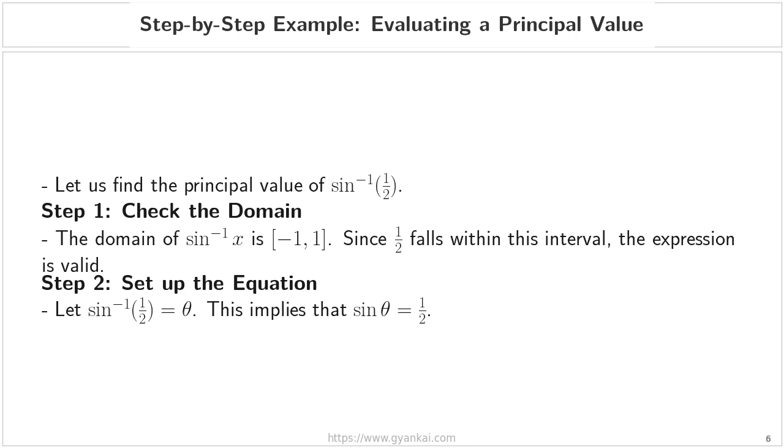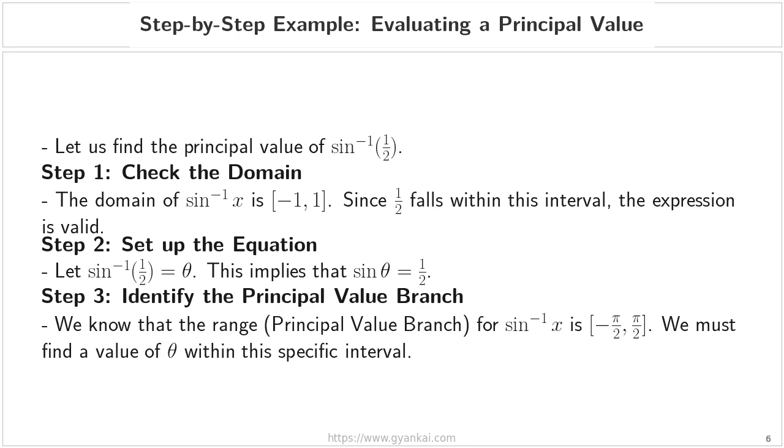We can let the inverse sine of 1/2 equal theta. This is equivalent to saying that the sine of theta equals 1/2. Now, this is the most critical part, identifying the principal value branch. Remember our GPS analogy? We need a unique coordinate to avoid confusion. For the inverse sine function, the range is restricted to the closed interval from -π/2 to π/2. Therefore, we must find a value for theta that lies specifically within these boundaries.